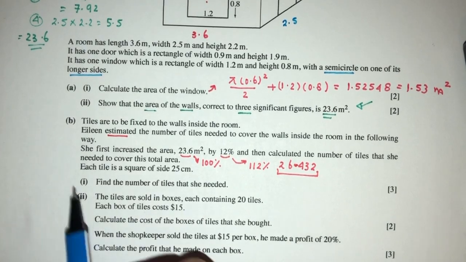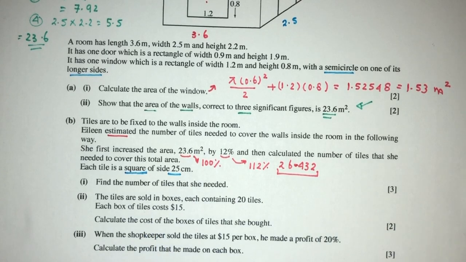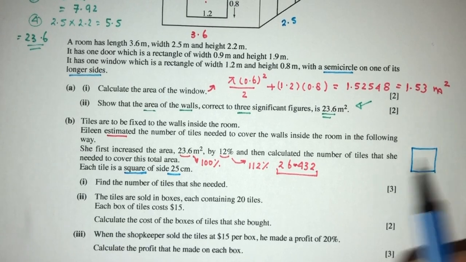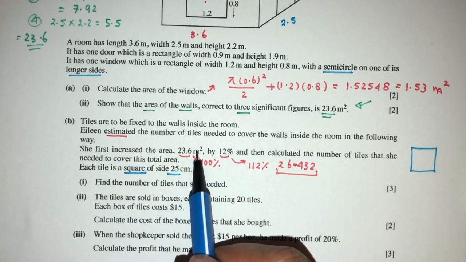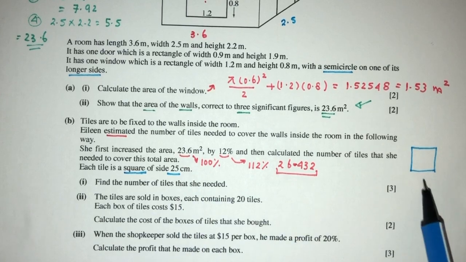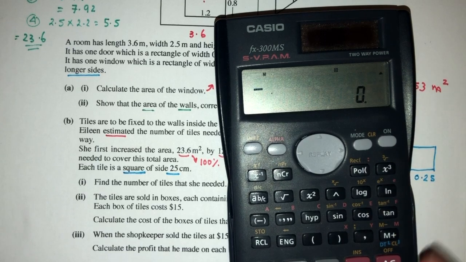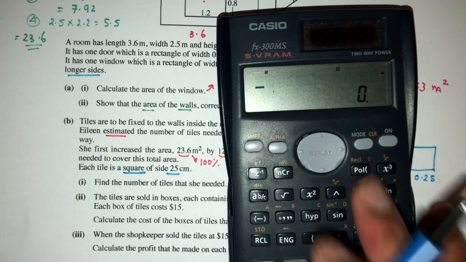Okay, now each tile is a square of side 25 centimeters. Again, we don't want to convert at the end. We can first convert this to meters. Because here we have meters and here we have centimeters, so that will be 0.25, because 1 meter is 100 centimeters, so we divide by 100, that will be 0.25.